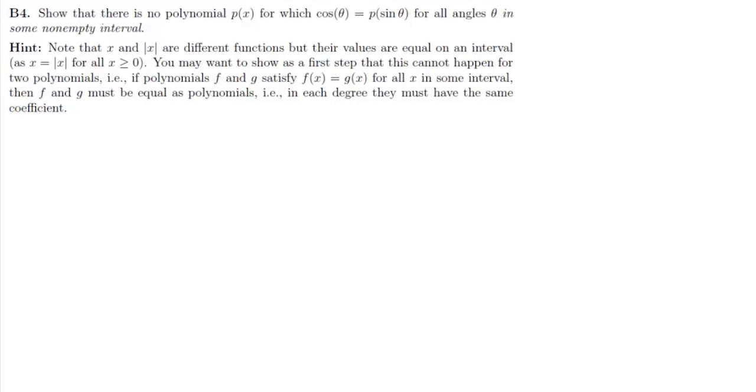Show that there is no polynomial p(x) for which cos theta equals p(sin theta) for all angles theta in some non-empty interval. Now it says, in the first step, you may want to show that this cannot happen for two polynomials. That is, it cannot happen for f and g. Now suppose there are two polynomials for which it can happen, and say they are given by f(x) and g(x). Then for all x, f(x) must be equal to g(x). Or we can write this, f(x) minus g(x) will be 0 for all x.